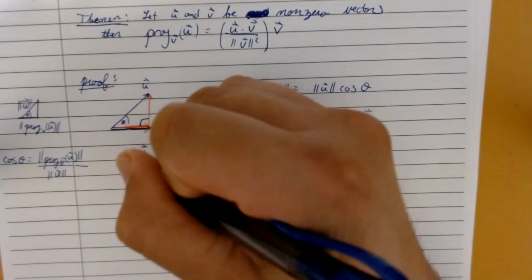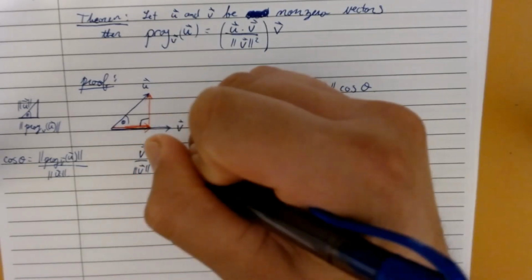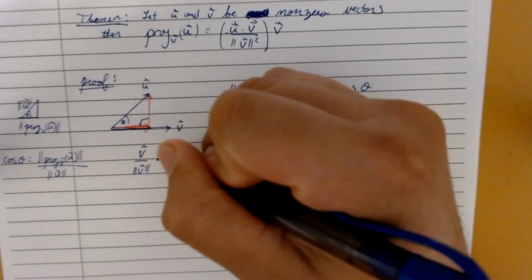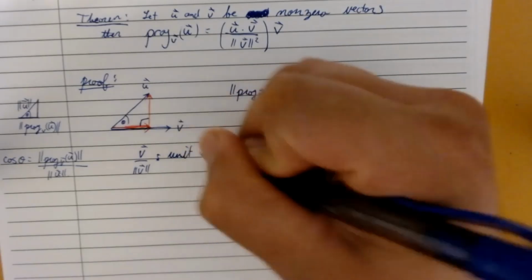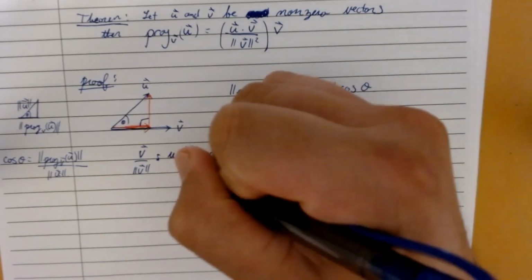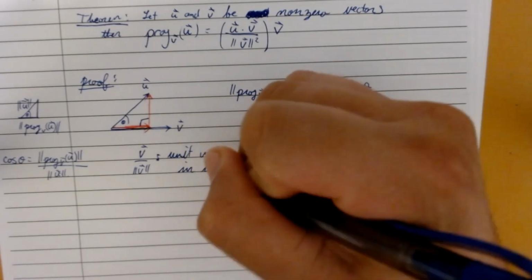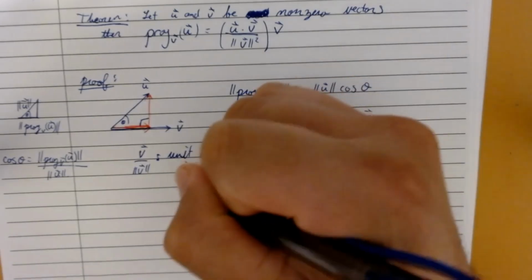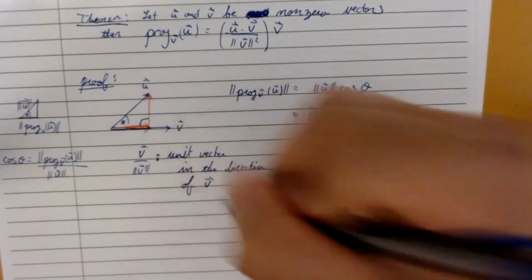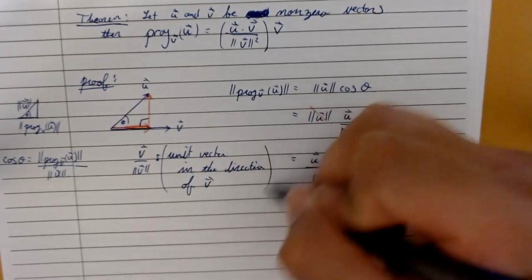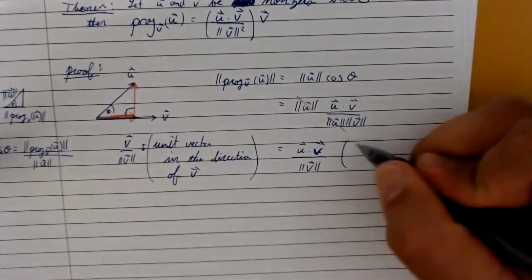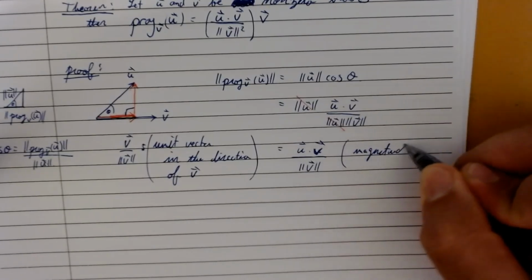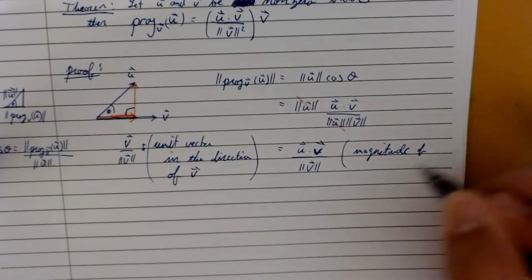Note that I can take v divided by the magnitude of v, and that's going to be the unit vector in the direction of v. Over here, this is the magnitude of the projection.